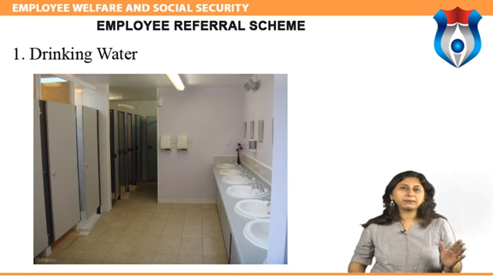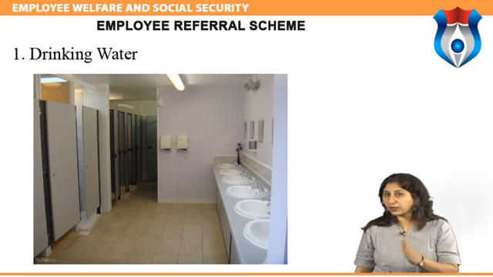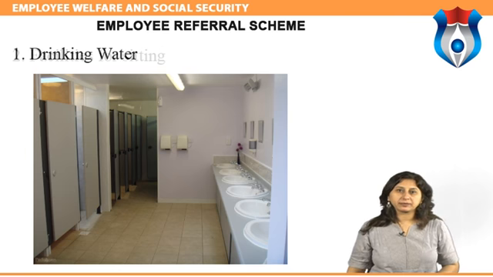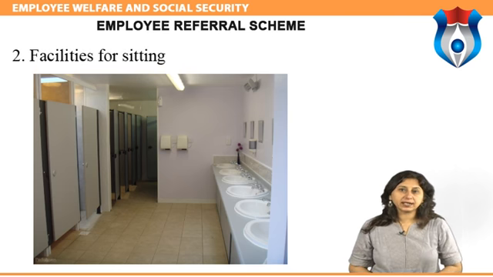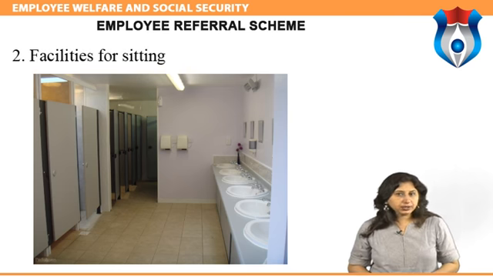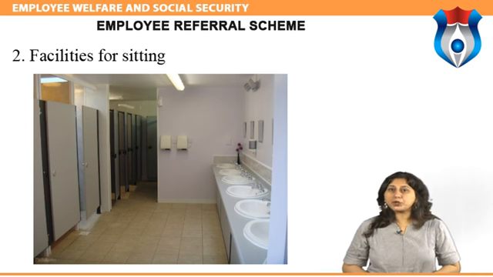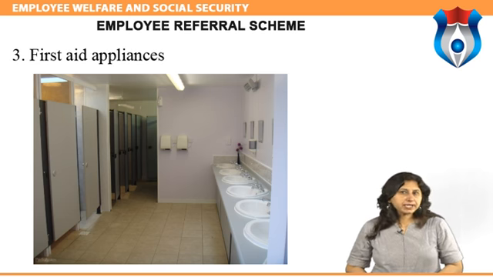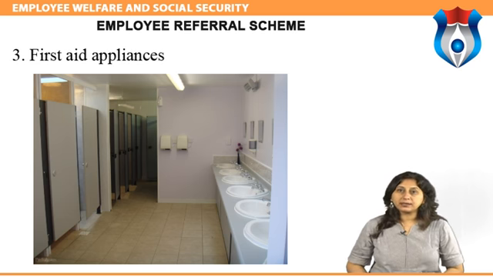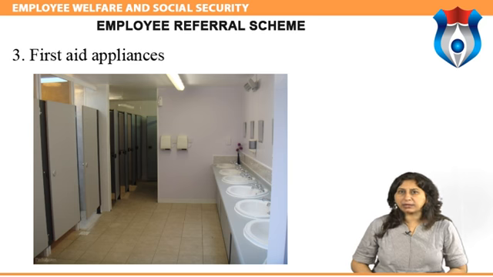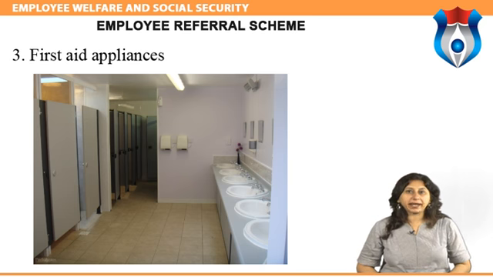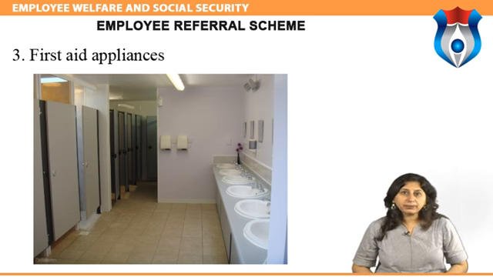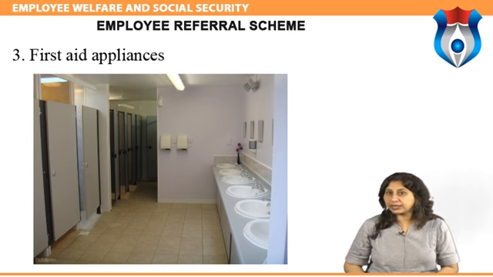Drinking water: at all the working places, safe, hygienic drinking water should be provided. Facilities for sitting: in every organization, especially factories, suitable seating arrangements are to be provided. First aid appliances: first aid appliances are to be provided and should be readily accessible so that in case of any minor accident, initial medication can be provided to the needed employee.